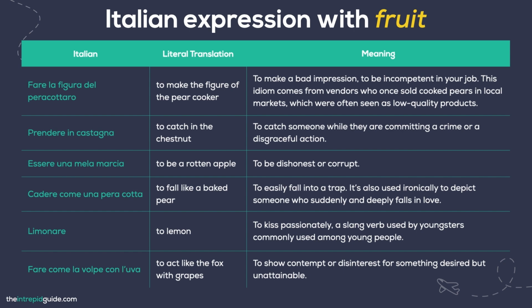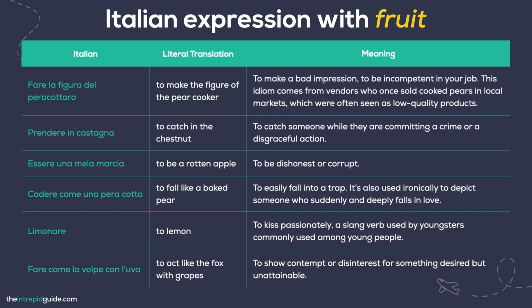Prendere in castagna. Literally, to catch in the chestnut. This refers to catching someone while they are committing a crime or a disgraceful action. Essere una mela marcia. Literally, to be a rotten apple. This means to be dishonest or corrupt.